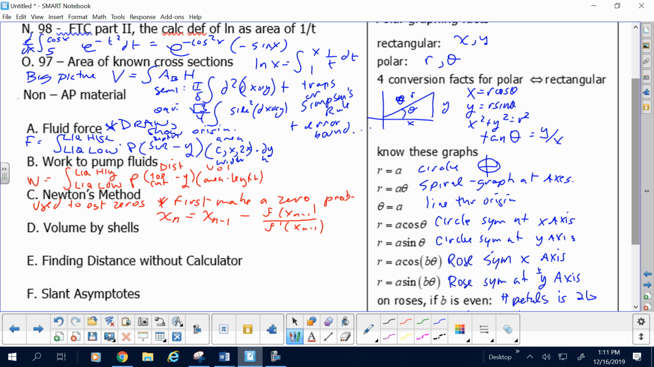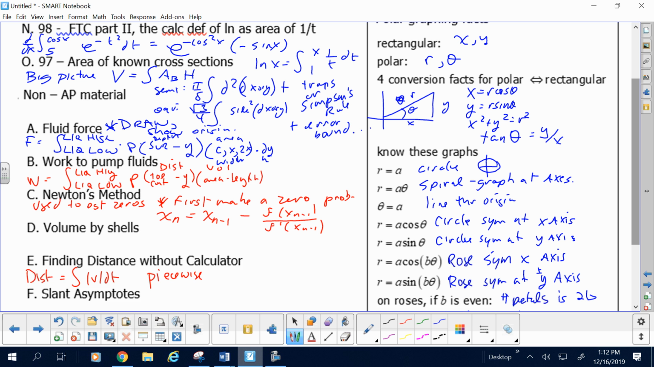Volume by shells is conceptual, and you guys seem to be good with it. Distance, is it integrating v or absolute value of v? Absolute value of v. Now, if that's without a calculator, what's the key to integrating absolute value? Use piecewise. Figure out where it's negative or positive.